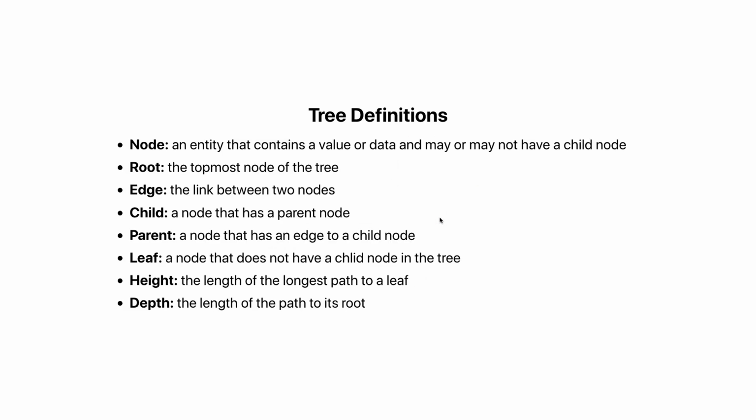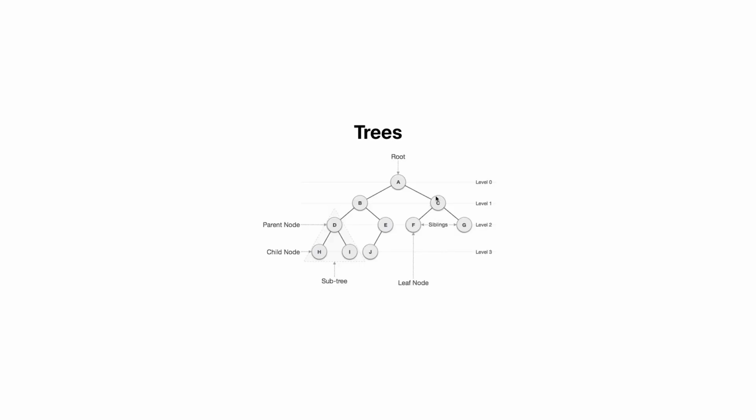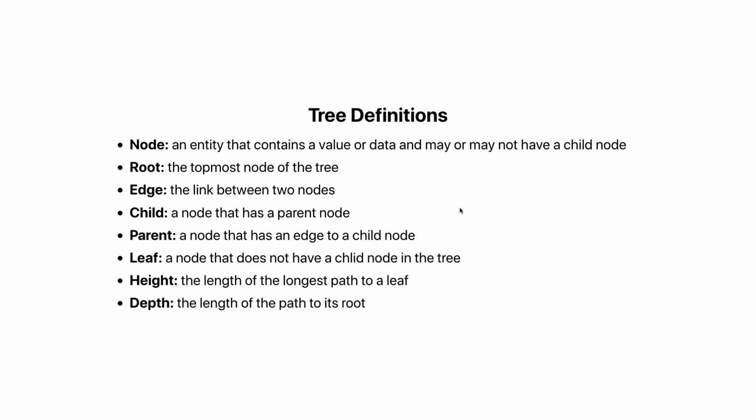A child, kind of self-explanatory there. So C is a child of A, and A is a parent of C. I think that you can see that visually right here. Leaf, like I said, is a node that doesn't have a child node.